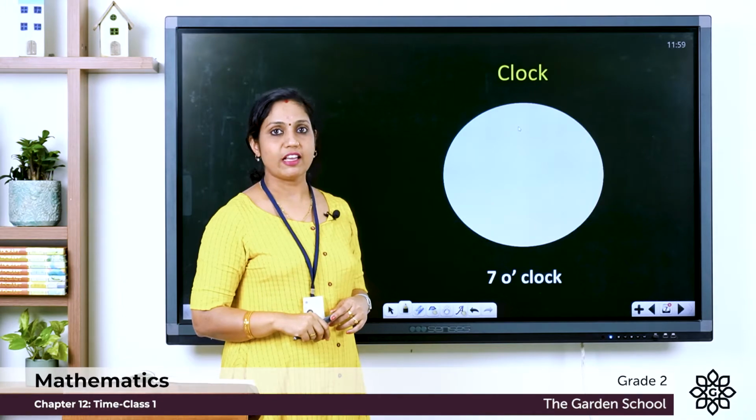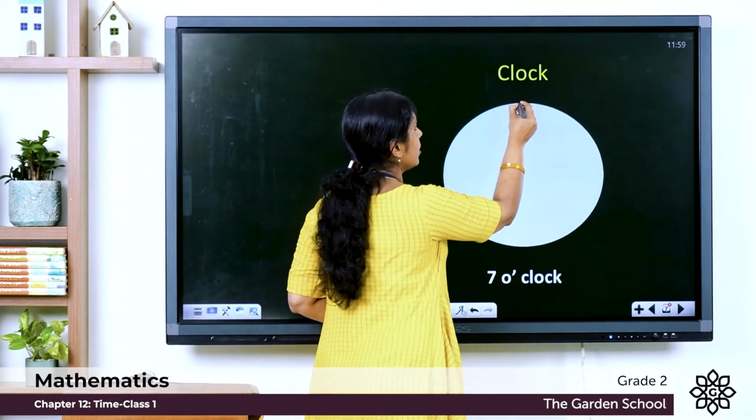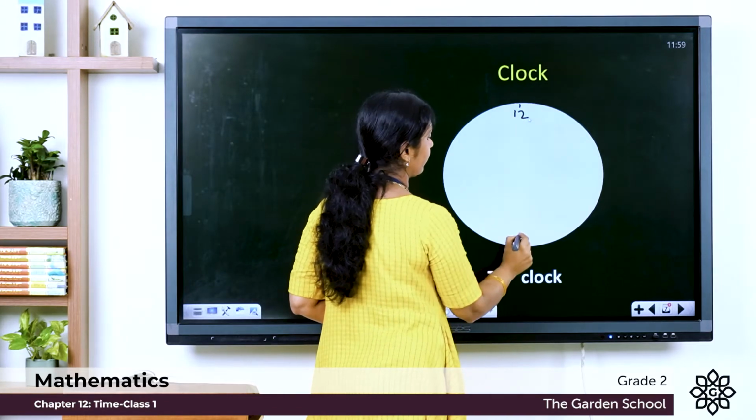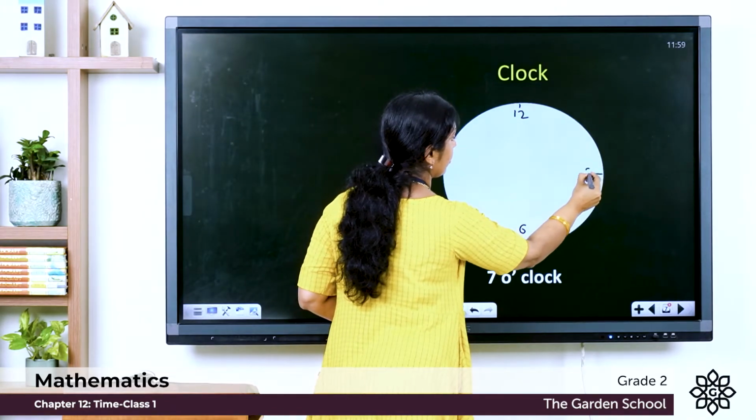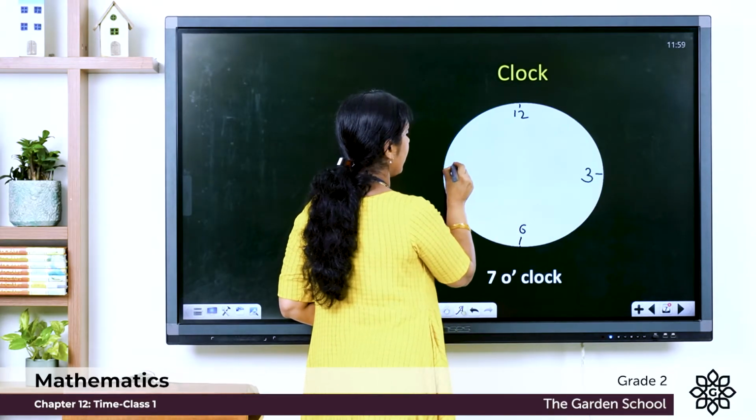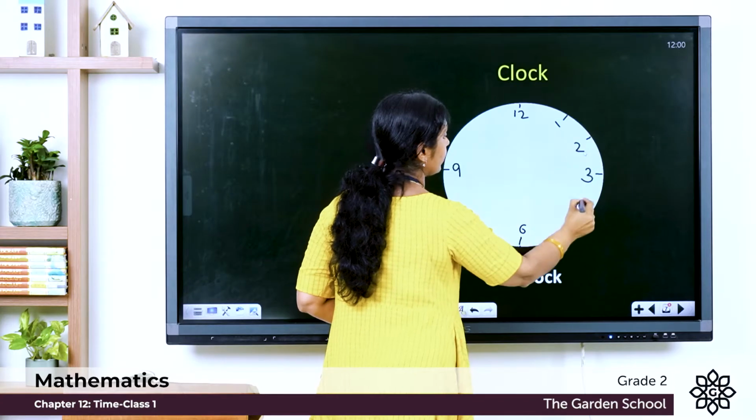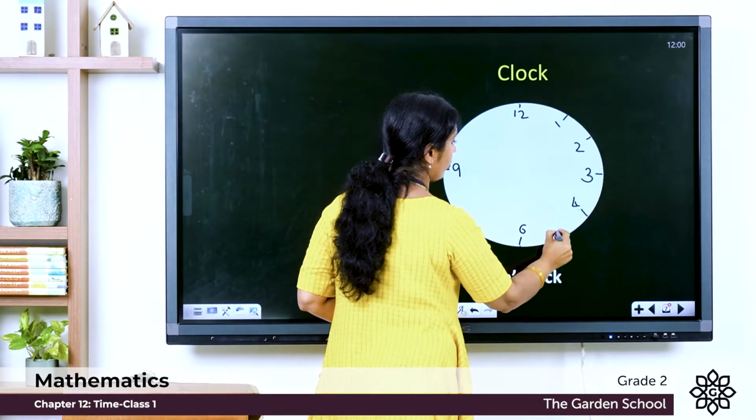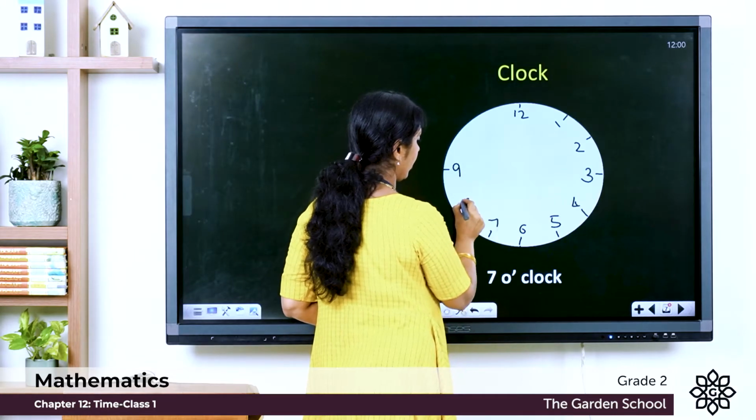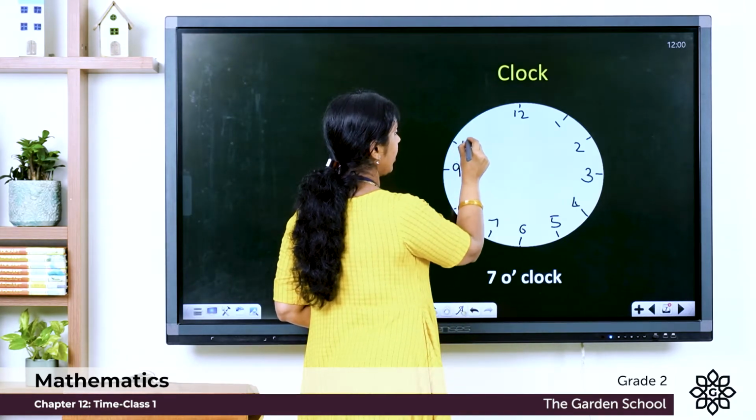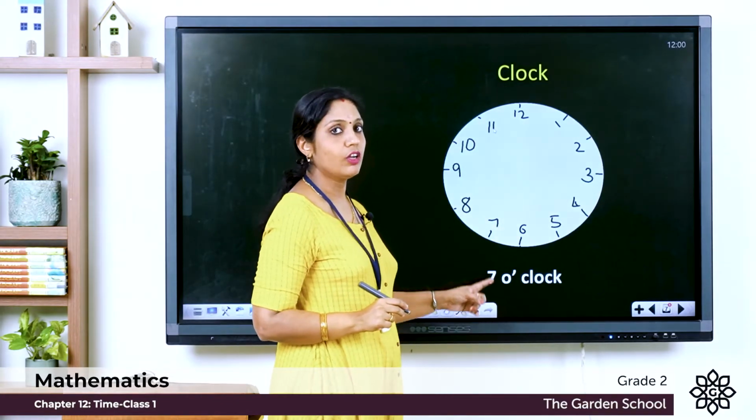Now let's draw 7 o'clock. For that, let's first write the numbers 12, 6, 3, 9. Now let's fill it. 1, 2, 4, 5, 7, 8, 10, 11. Now we have to draw 7 o'clock.